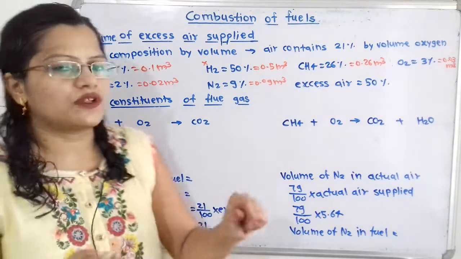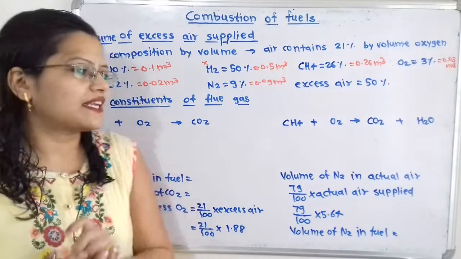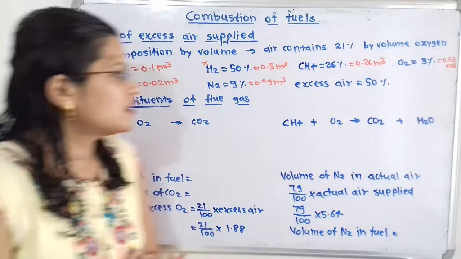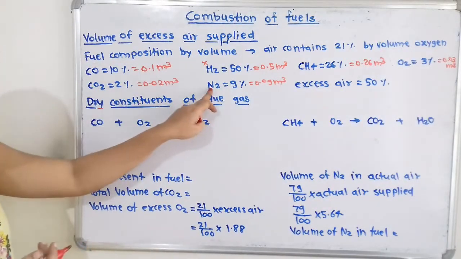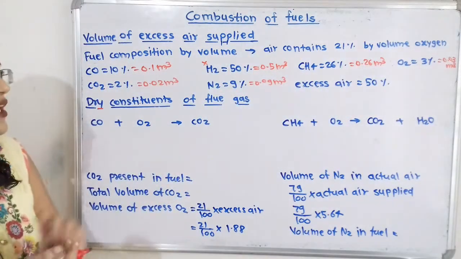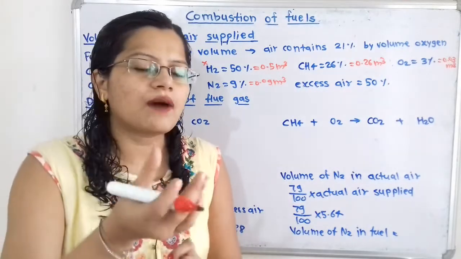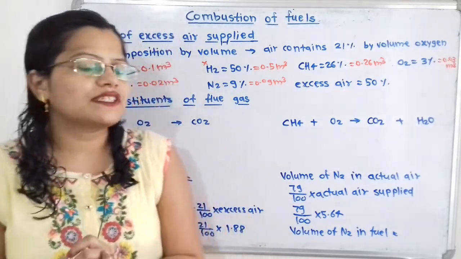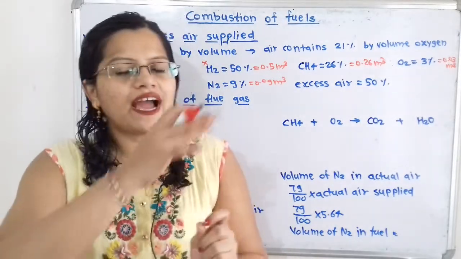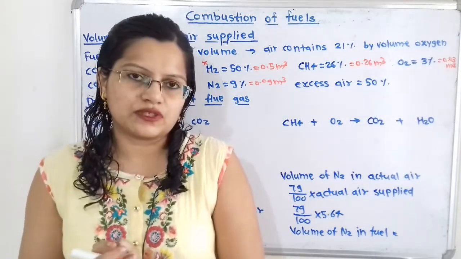Then when CH4, that is methane, combines with oxygen, here also carbon dioxide and water are formed. So we have to consider only carbon dioxide. Then N2, that is nitrogen, is already present, as well as oxygen. Now from the actual air supplied, we have to find out the amount of nitrogen, because this nitrogen will be found in the flue gases as it is. So we have to take the total amount of air that is supplied for the combustion process.